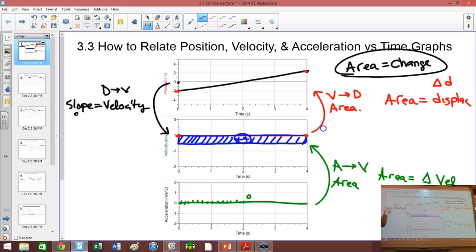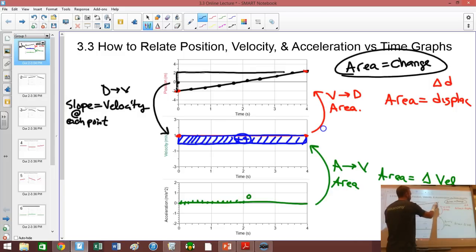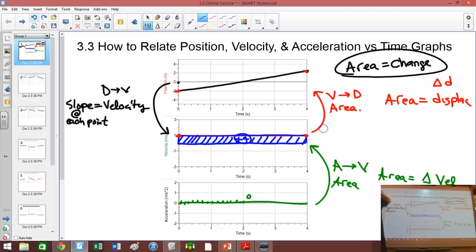The slope at each point equals the velocity. Now, for instance, in this graph right here, the slope at every point is the same because it's a nice straight line. The slope is, I go up 4 over 4. So my rise over my run, up 4 over 4, 4 meters in 4 seconds. That's 1 meter per second.